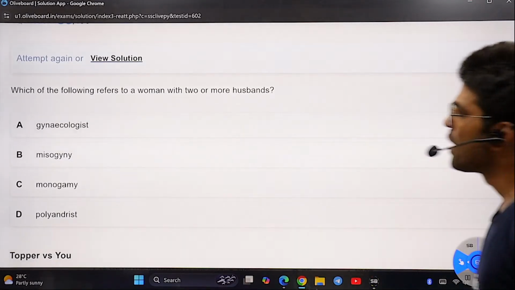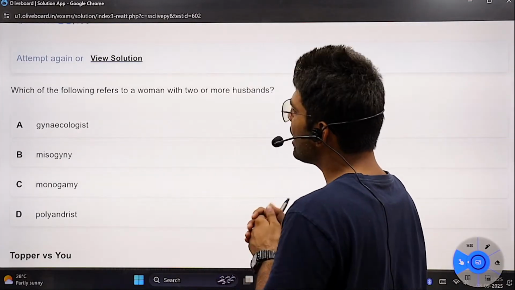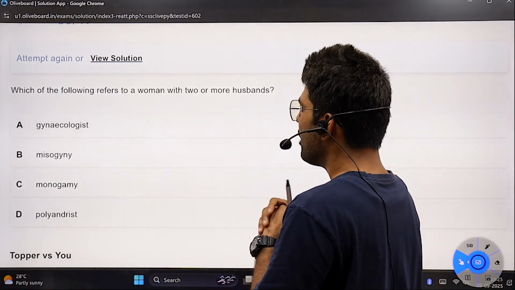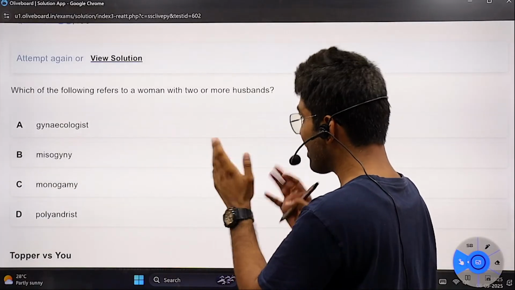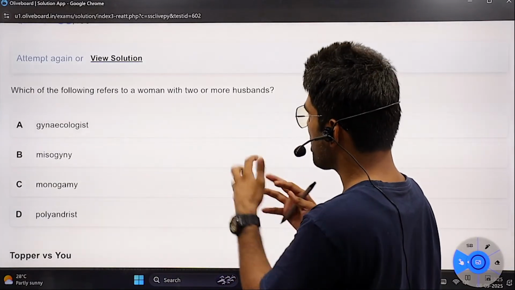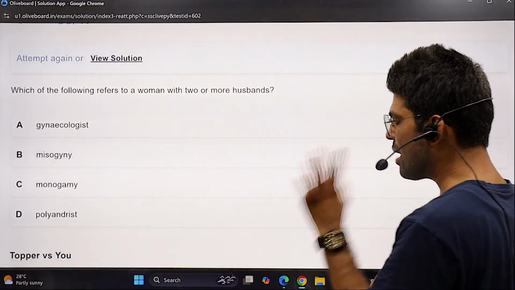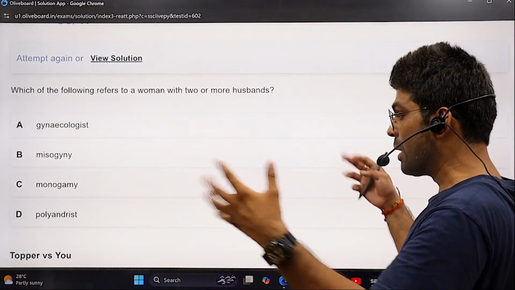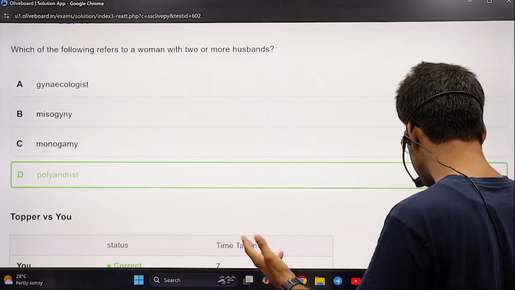Gynecologist: gyna representing female, so the doctor of females. Misogyny: miso, hate; gyna, female; the one who hates women. Oh, it's talking about husbands. Monogamy, just one marriage. Poly, multiple; andros, male; polyandrous, having more than one husband.